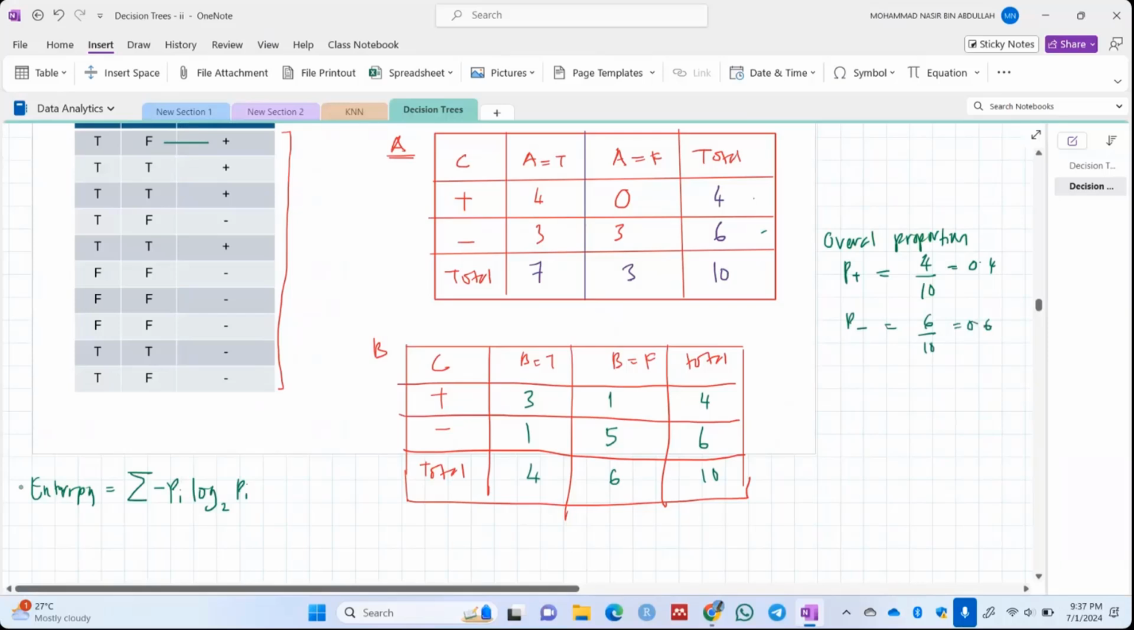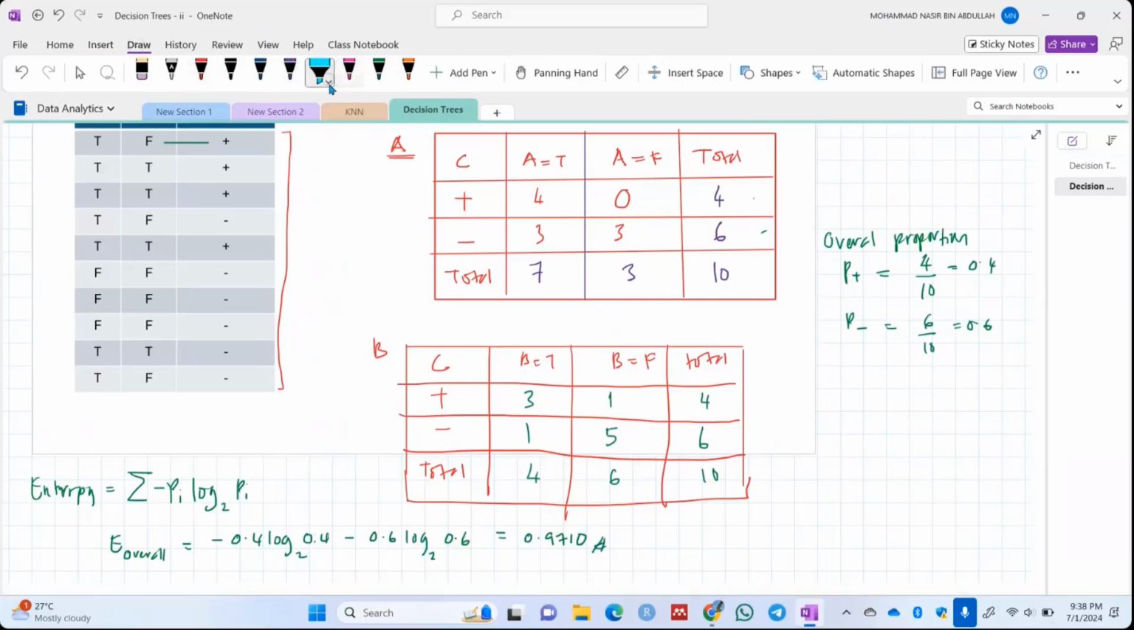So now we need to measure entropy for all. Or we can put it as entropy overall equal to negative 0.4 log 0.4 base 2 minus 0.6 multiplied with log 0.6 base 2. So this one should be equal to 0.9710. So remember, this is the overall entropy.